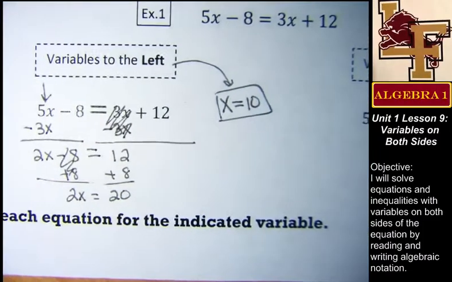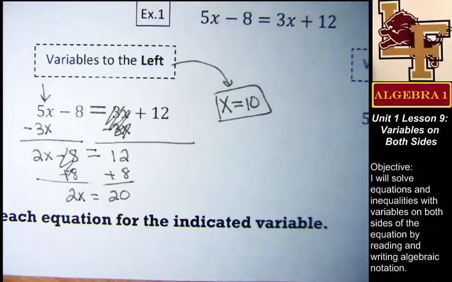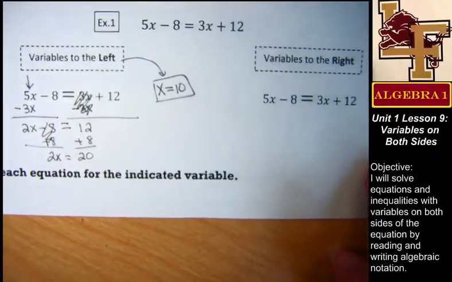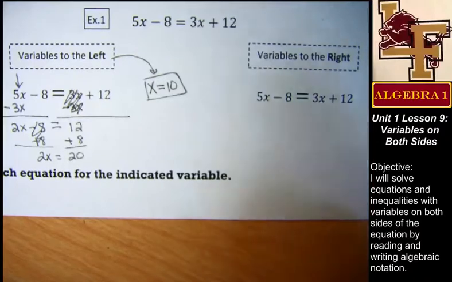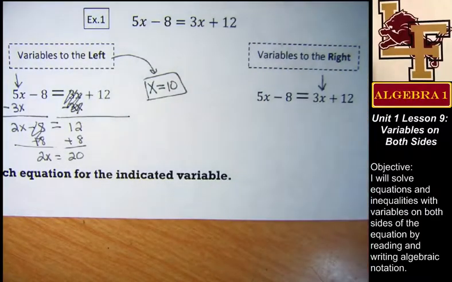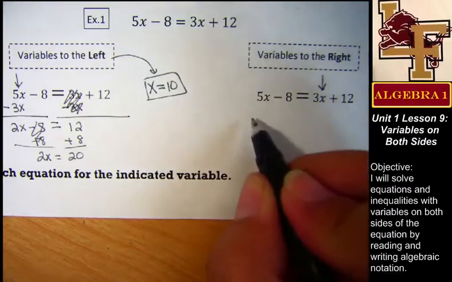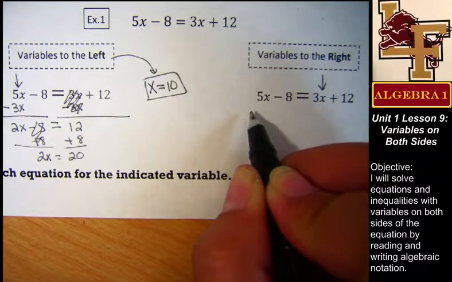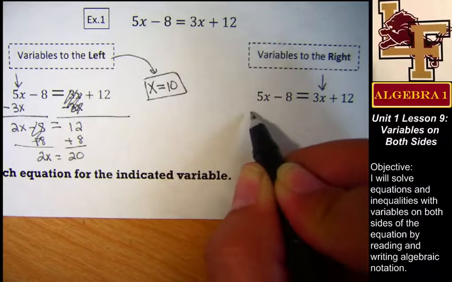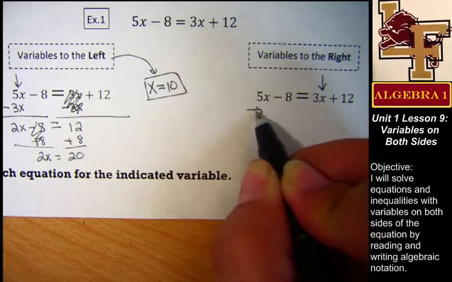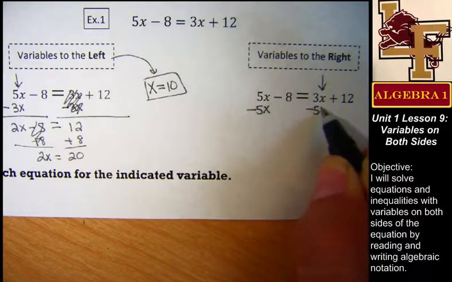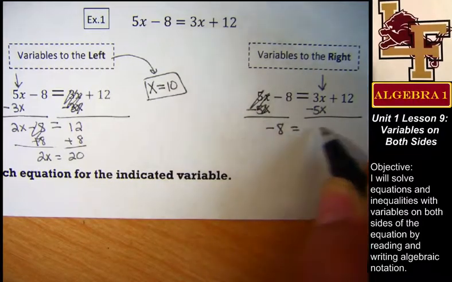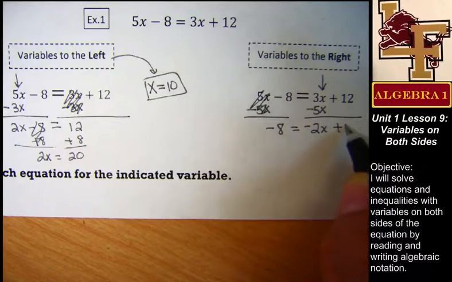Let's see what it looks like if I decide to put the variables on the right-hand side. Okay, so I'm going to zoom it out just a little bit. Here's my equation again, but this time I want the variables on the right. So I'm going to collect them all to that location, which means I need to remove the 5x on the left. What's the sign on the 5x? Positive. Plus. How do I undo plus? Negative, minus. So minus 5x, minus 5x. Negative 2. These cancel. Negative 8 equals negative 2x plus 12.